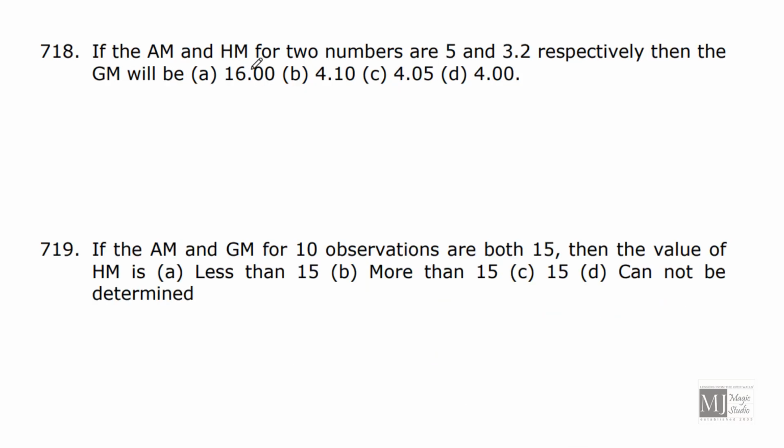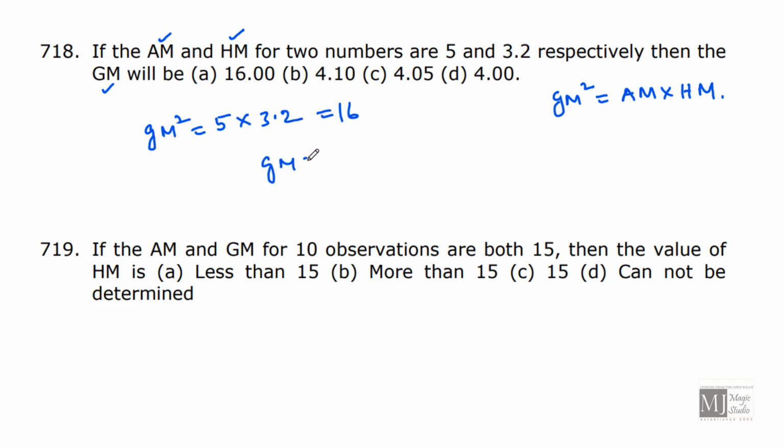If the AM and HM of two numbers are given, then the GM will be? Now what is the relationship between arithmetic mean, harmonic mean and geometric mean of a set of numbers? The relationship is GM square is equal to AM into HM. A handy formula to know. So here GM square would be AM is 5 and HM is 3.2. 5 into 3.2 is 16. So GM of the number is root 16, that is 4.